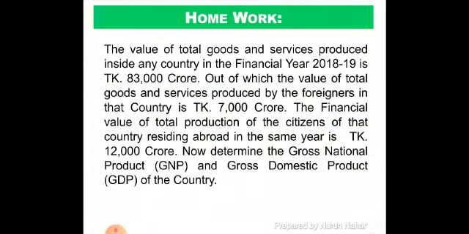My dear students, here is a classwork for you. Sorry, I have written homework, but it will be classwork. After the class, you will solve it and submit it to your group. Let's see. The value of total goods and services produced inside any country in the financial year 2018-19 is 83,000 crore, out of which the value of total goods and services produced by the foreigners in that country is 7,000 crore. The financial value of total production of the citizens of that country residing abroad in the same year is 12,000 crore. Now, you will determine the gross national product and gross domestic product of that country.